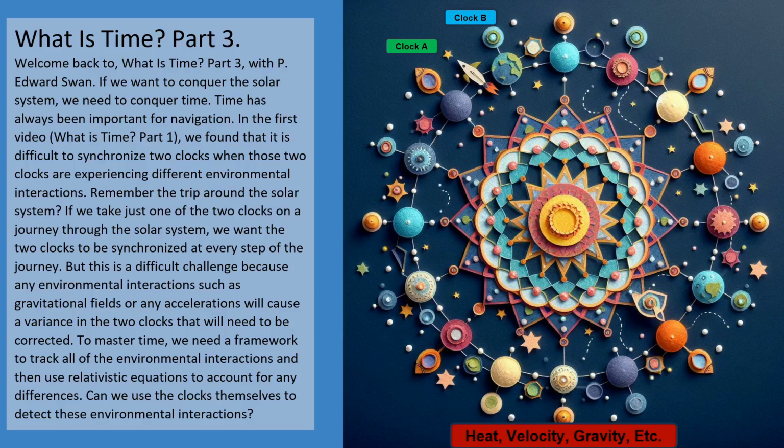If we take just one of the two clocks on a journey through the solar system, we want the two clocks to be synchronized at every step of the journey. But this is a difficult challenge because any environmental interactions such as gravitational fields or any accelerations will cause a variance in the two clocks that will need to be corrected. To master time, we need a framework to track all of the environmental interactions and then use relativistic equations to account for any differences. Can we use the clocks themselves to detect these environmental interactions?